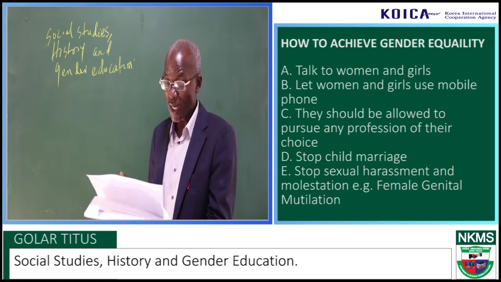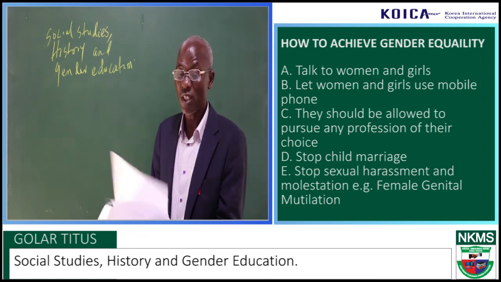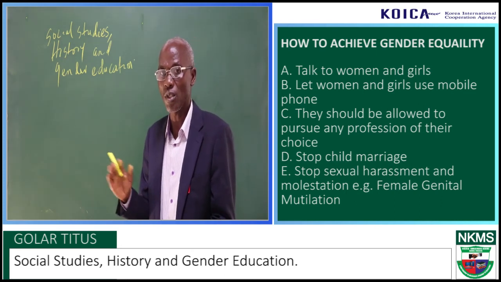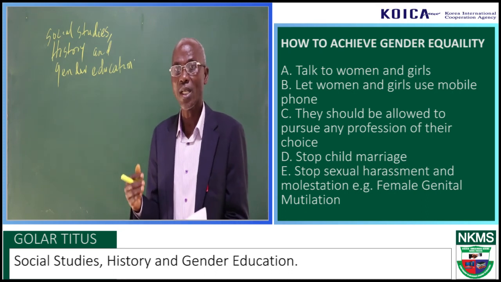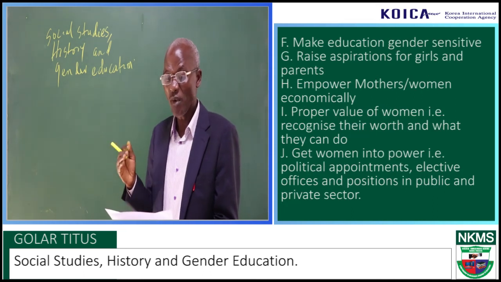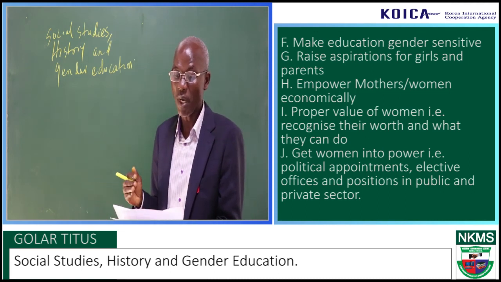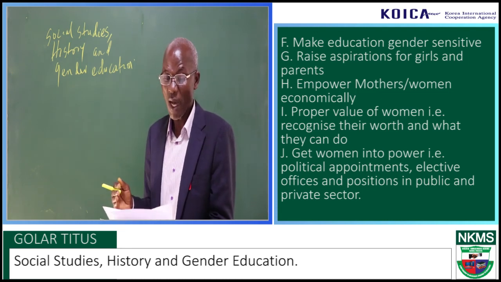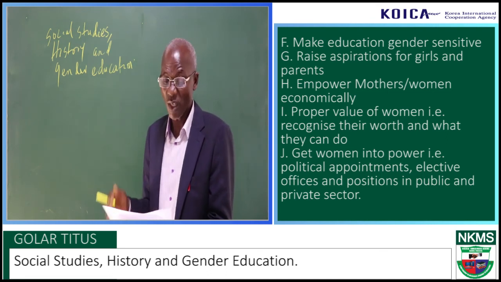And also stop sexual harassment and molestation, especially female genital mutilation, where the clitoris is being removed or reduced to the barest minimum, believing that when they do that, they will reduce sexual promiscuity, not knowing that they are causing more harm to the girl child. Make education gender sensitive, raise aspiration for girls and parents, empower mothers and women economically, recognize the proper value of women, respect the worth of the girl child, what they can do, and encourage them to do that.